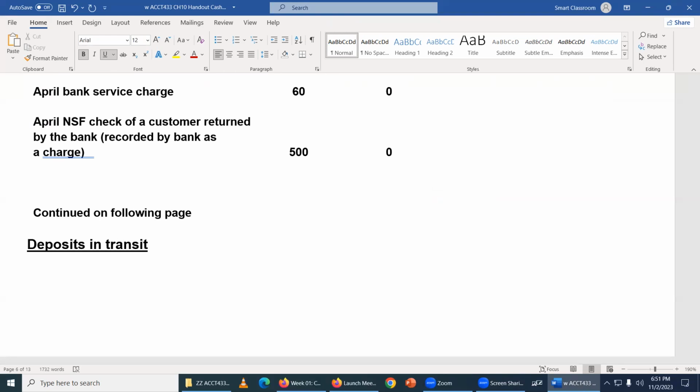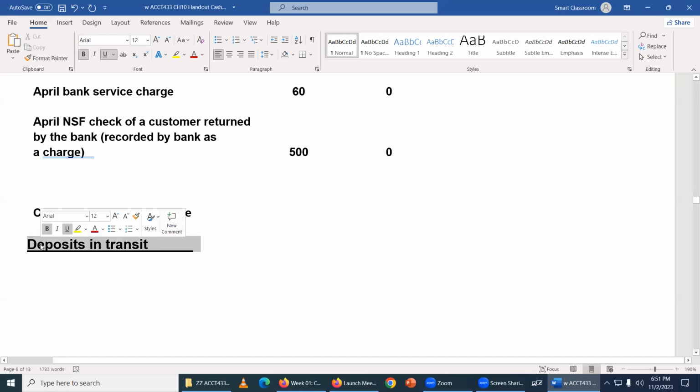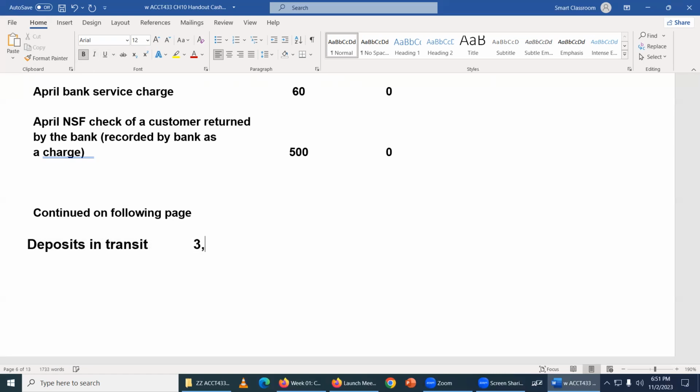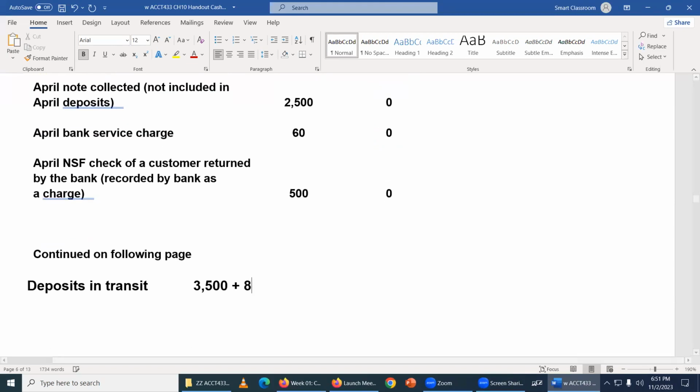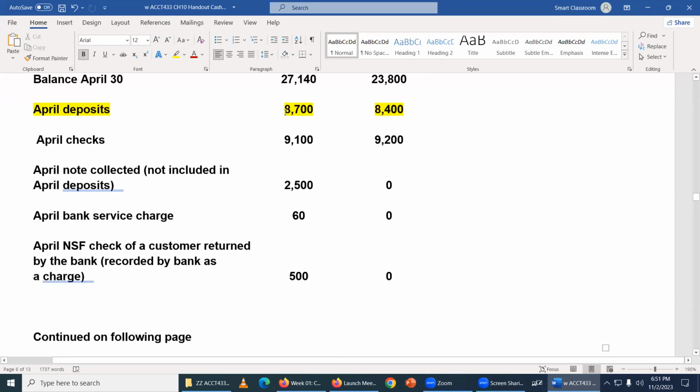For the deposits in transit, we will take the 3,500 that was in transit from the last period, plus the deposits we made this period, 8,400. And that equals a total of 11,900. Now, if the bank had collected everything that we had out there, they would have collected 11,900. But they only collected 8,700.